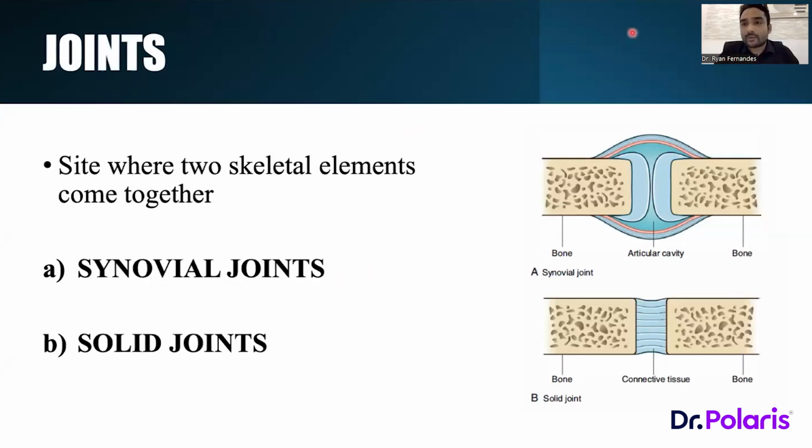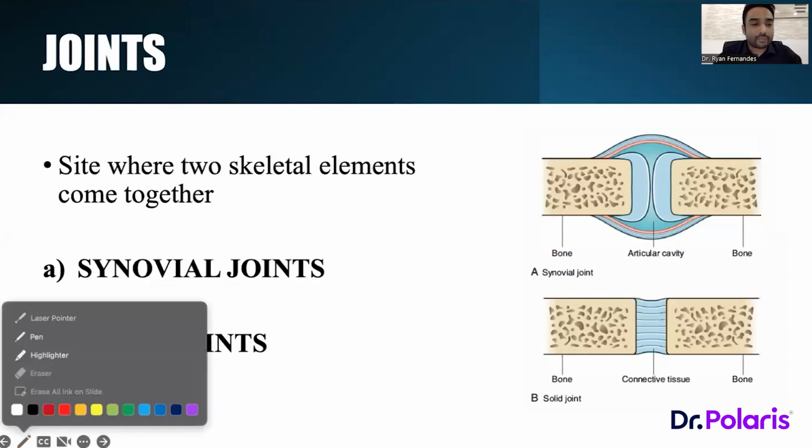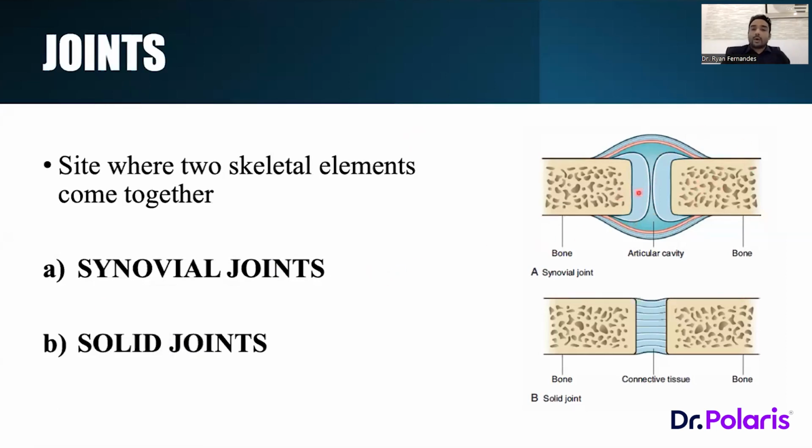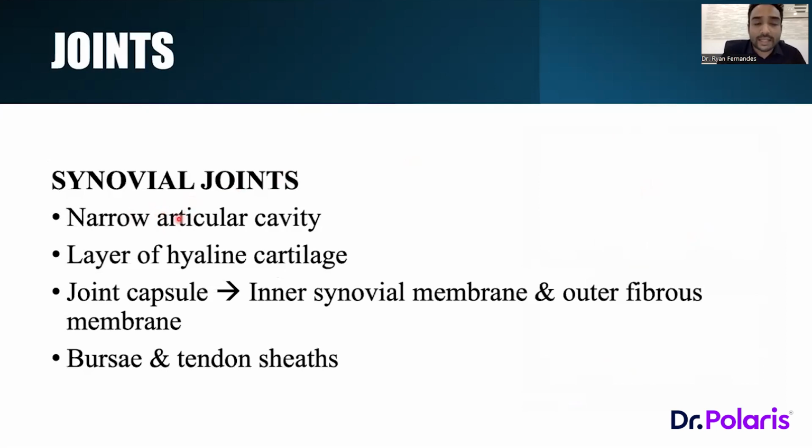And there are two types of joints, where you can see in the picture, synovial joints as well as solid joints. Now, very, very important to understand the concepts of these two. So first, coming to the synovial joint, you can see from the image itself, they look like two completely different entities, but both of them are joints. So first we'll discuss synovial joints, the upper one. So remember the features of synovial joints now.